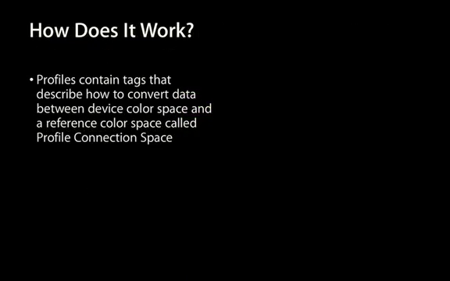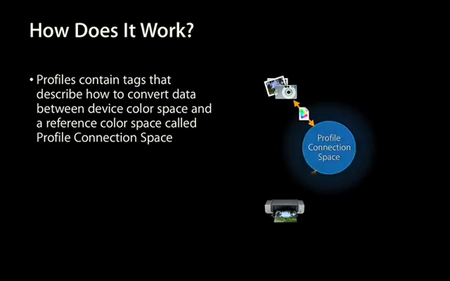So how does all that work? In a nutshell, a profile contains the information in the form of tags that allow me to convert the data from device color space to some arbitrary chosen reference color space called profile connection space. So let's say I have, again, my camera and my printer, and I have profiles associated with those devices. Using the profile, I can convert the data to my profile connection space, and then from there, using the printer profile, convert it to the printer.